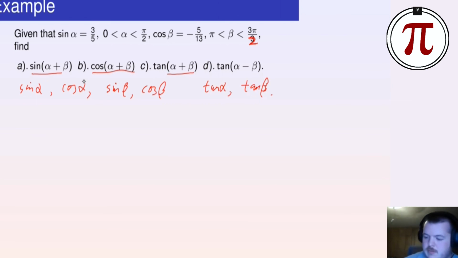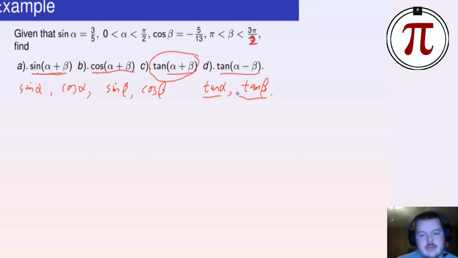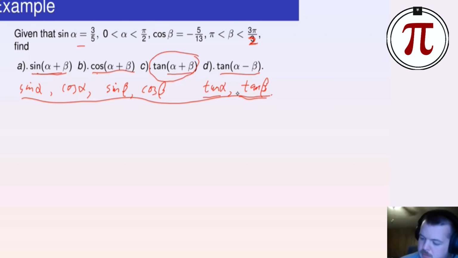Now, of course, for part C, tangent of alpha plus beta is sine of alpha plus beta over cosine of alpha plus beta, right? So that's an easy one. But for part B, we would need tangent alpha and tangent beta, right? Now, based on the given information, can we find these values? That's going to be the first step, to find these values based on the given information. So here is the solution.